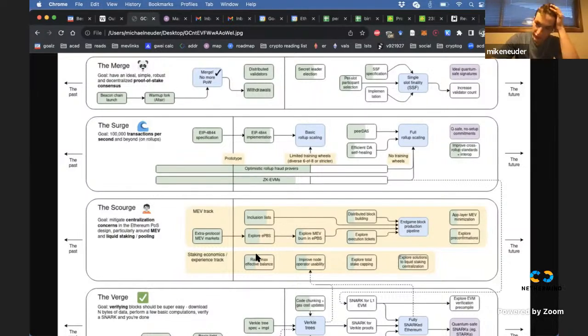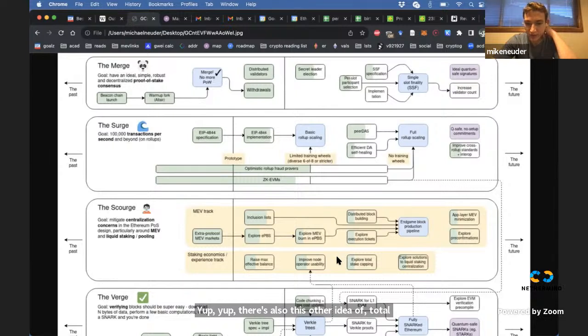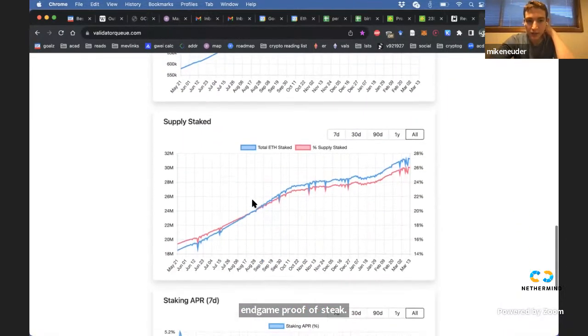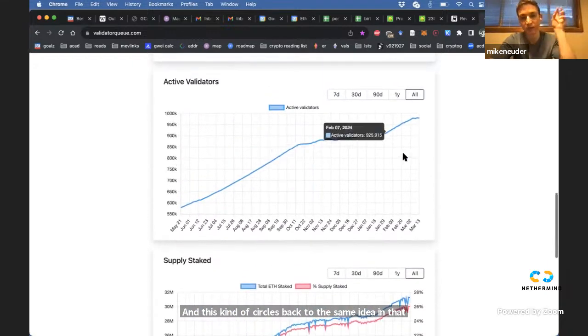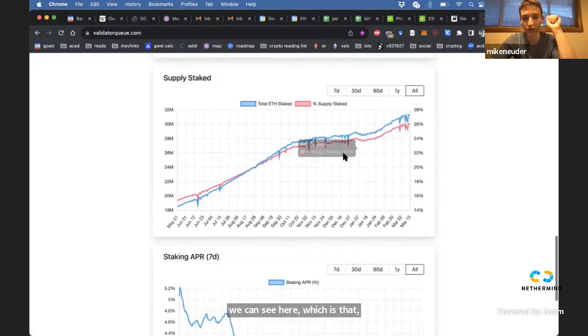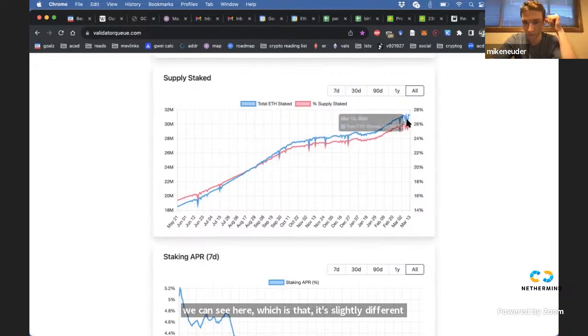Yep. There's also this other idea of total stake capping. So that's another box in the Scourge. Again, I think most of the staking economics stuff should actually go in the Merge, because it's all about the end game proof of stake. And this circles back to the same idea. It's slightly different than the total number of validators, but we're actually curious about the total supply of Ether that's staked.